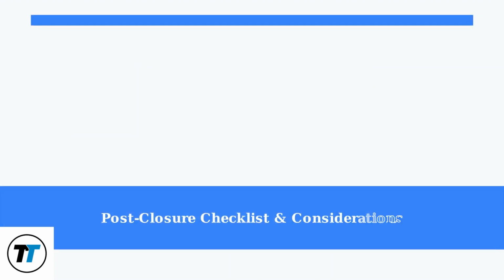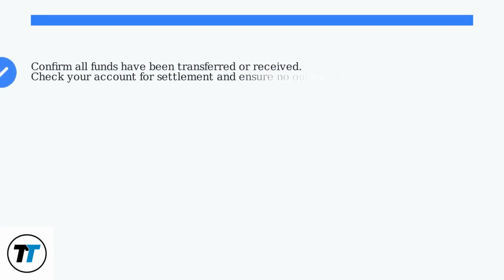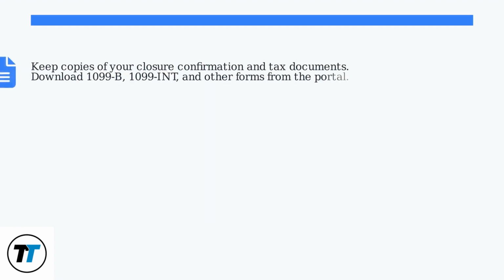Now for the final step, post-closure checklist and considerations. First, confirm that all funds from your account closure have been properly transferred to your designated account or received as expected. Verify settlement and check for any remaining debts or margin obligations. Next, retain copies of your closure confirmation and all tax-related documents, such as 1099-B for capital gains, 1099-INT for interest, and 1099-DIV for dividends. Download these from your E-Trade portal to ensure compliance and avoid IRS penalties.